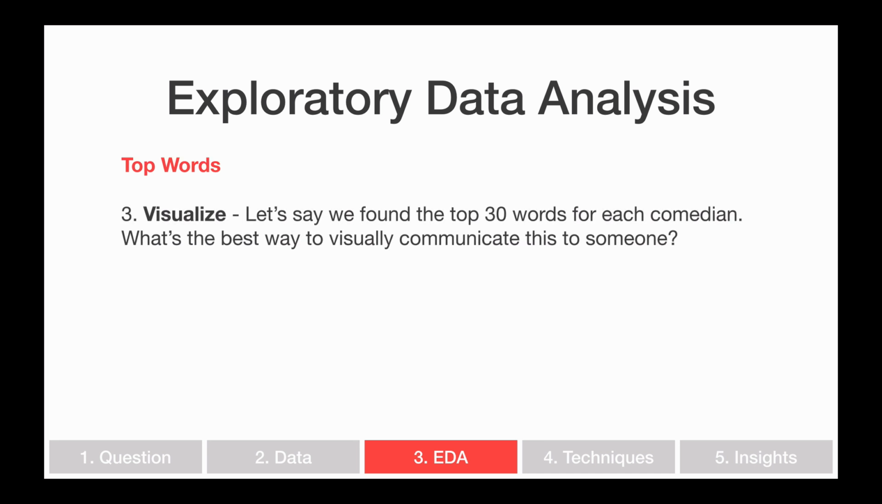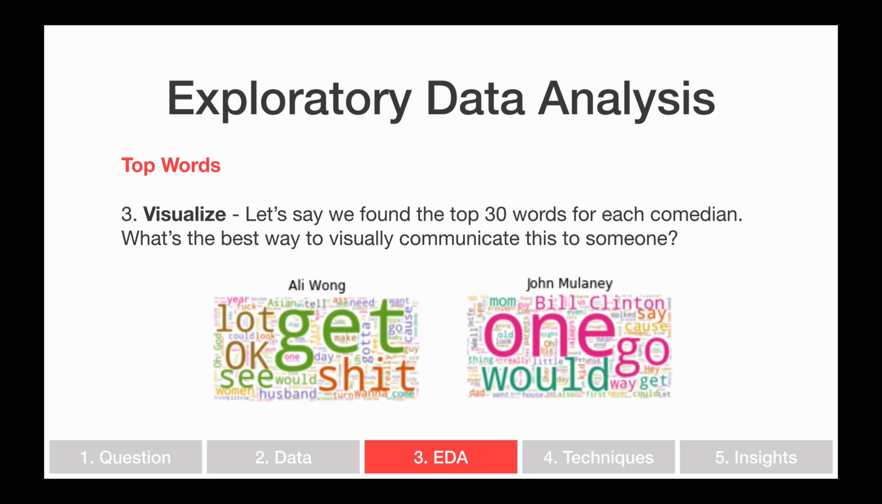Well, for each comedian, I can select the columns that have the largest values. And now that I've aggregated them, the next step is to visualize this. So let's say we found the top 30 words for each comedian. How could we visually communicate this? Well, we could maybe create a bar chart, or in this case, I've created some word clouds.